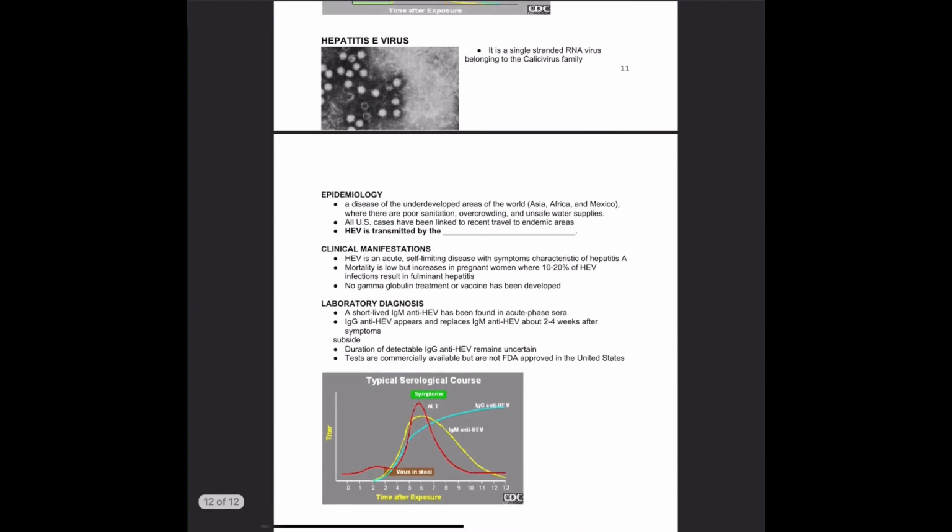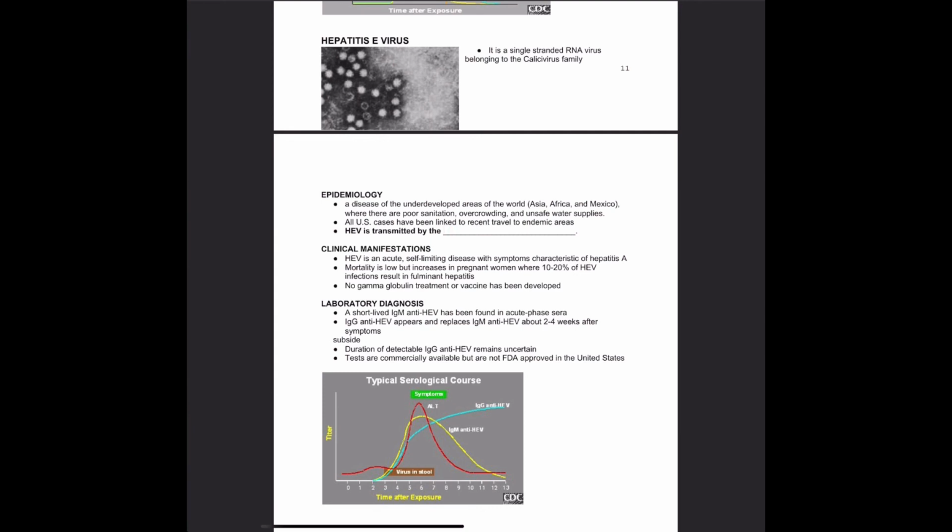The last one is hepatitis E. This is a single-stranded RNA virus. The epidemiology is a disease of the underdeveloped areas of the world where poor sanitation, overcrowding, and unsafe water supplies are present. All U.S. cases have been linked to recent travel to endemic areas. Hepatitis E virus is transmitted via the fecal-oral route.